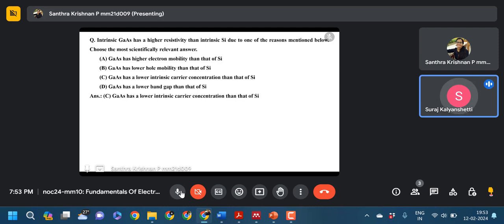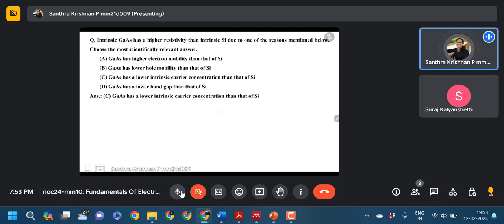Gallium arsenide has lower intrinsic carrier concentration than that of silicon. Yeah, that's correct. Are you clear why that is? Because of intrinsic carrier concentration, right? The more the carrier concentration, the more the conductivity.